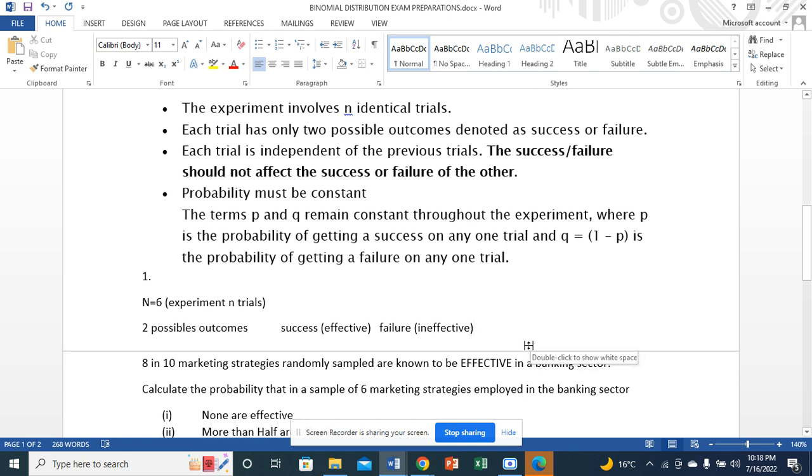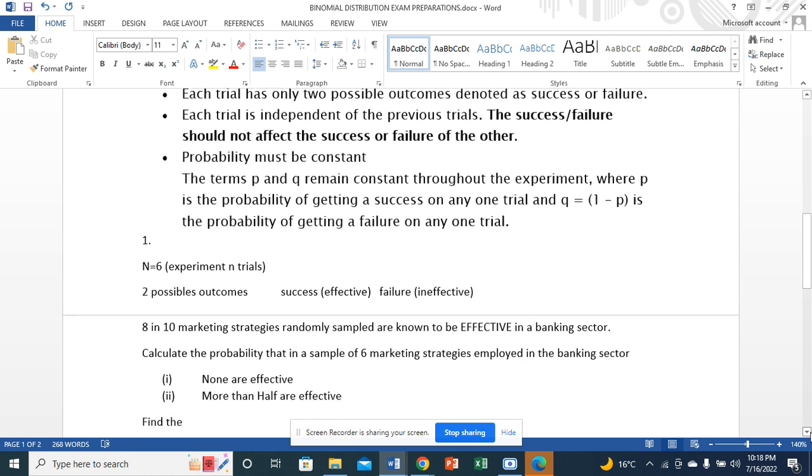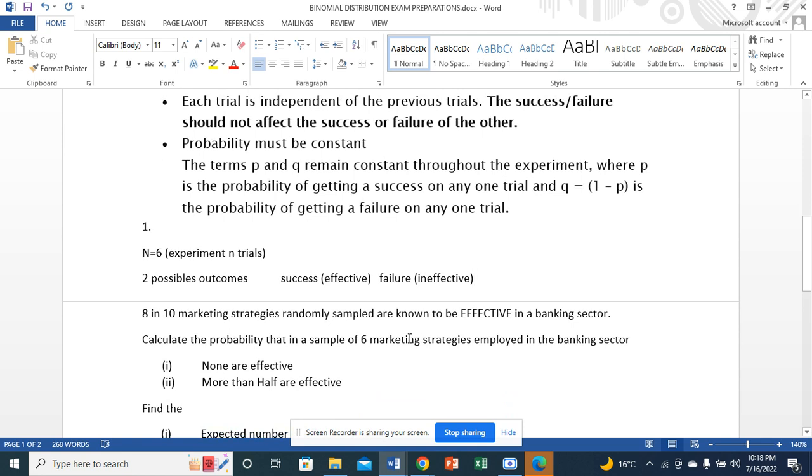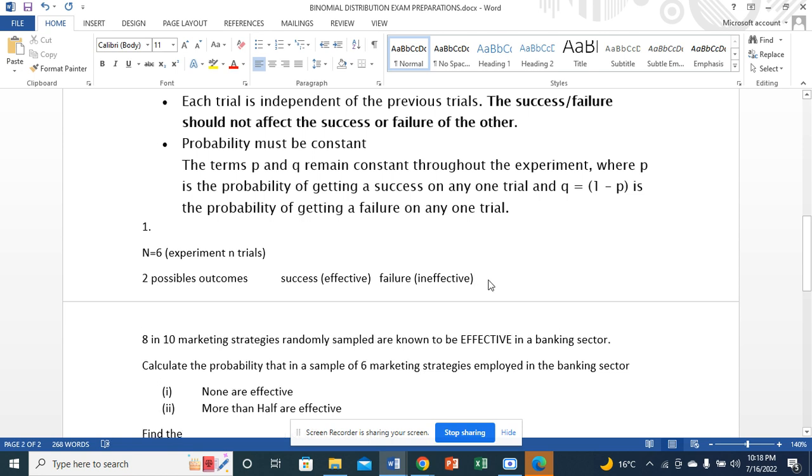Are each of the trials independent of each other? Meaning, if we try one marketing strategy, will it affect the next marketing strategy? No. Each trial is independent of the previous trials. And here the probability is constant. The probability is 8 out of 10. So this fits a binomial distribution.